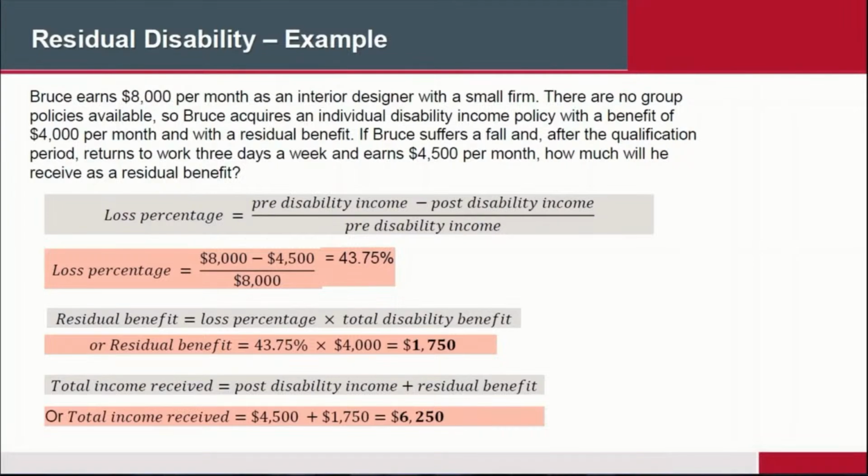Okay, so if on the exam all they ask you is the residual benefit, then you would say in this example he's going to get $1,750 from the insurance company. If they ask you how much would be the total income, then you need to add the post-disability income along with the residual benefit. In other words, the post-disability income is his employer's income, which is $4,500, plus the insurance company income, which is $1,750, so $6,250. In the example I've given you here, it says how much will he receive as a residual benefit. So if it stops there, then it's $1,750. But sometimes on the exam, they may go one step further and say, what is the total income? Then you have to add the income that comes from the employer and the income that comes from the insurance company together. And in this case it is $6,250. So I hope that's clear because it is a very, very important question.